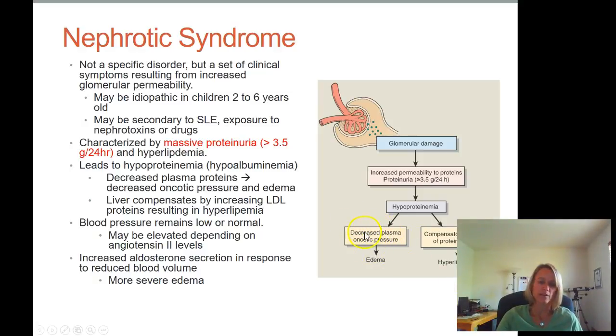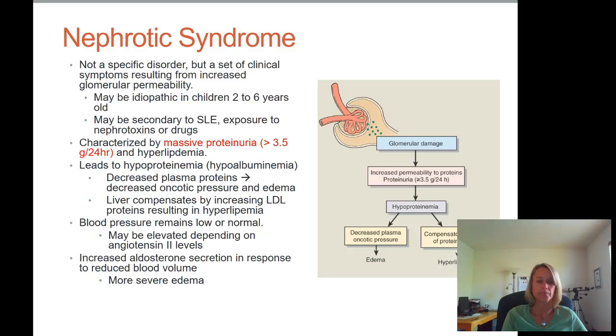So remember, because we have such decreased oncotic pressure, that leads to all that edema, so then there's less fluid in the blood, and that's going to cause the blood pressure not to be so high. So even as we secrete aldosterone, that's going to help to increase blood volume, but because of that decrease in oncotic pressure, that fluid's just going to leak out again.